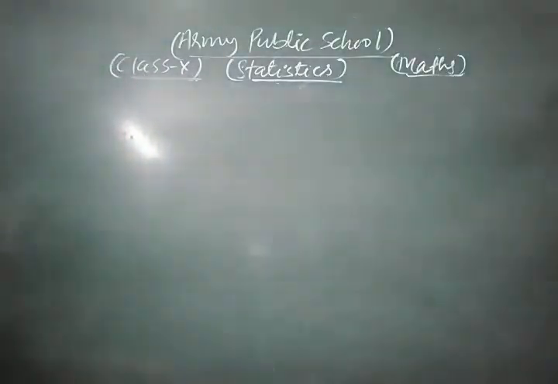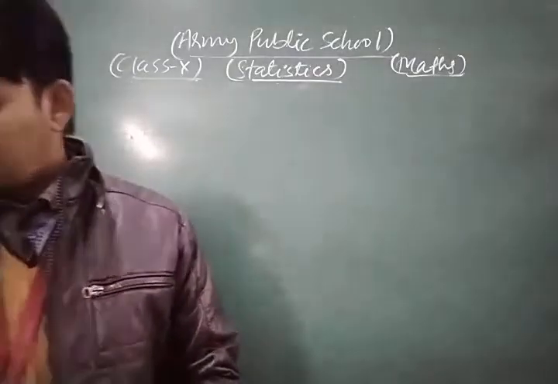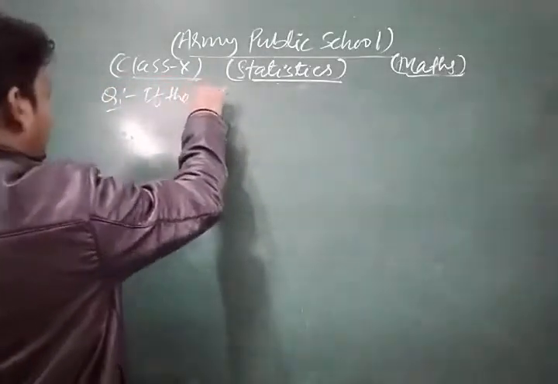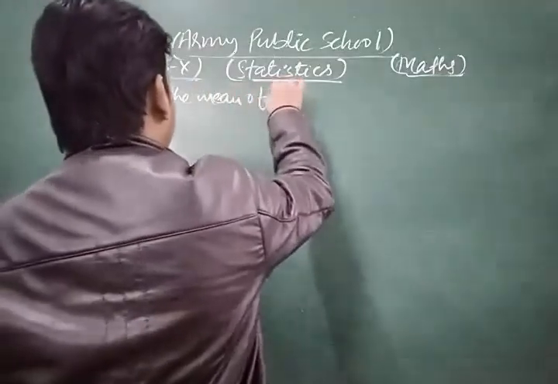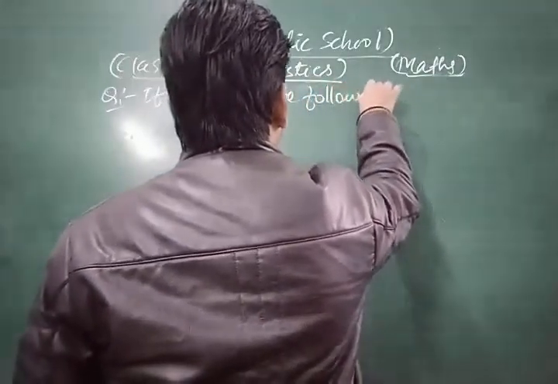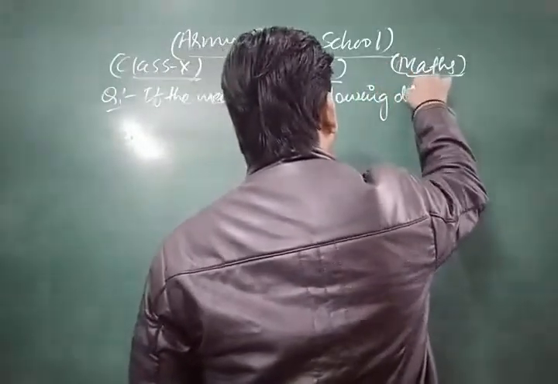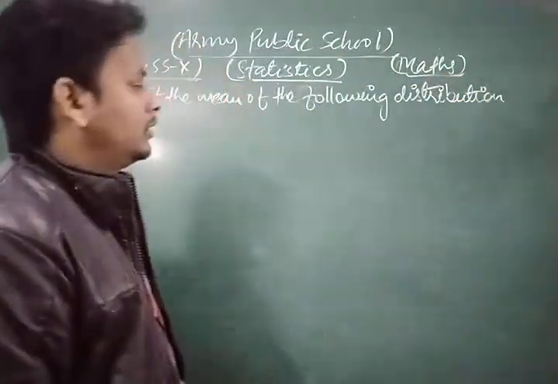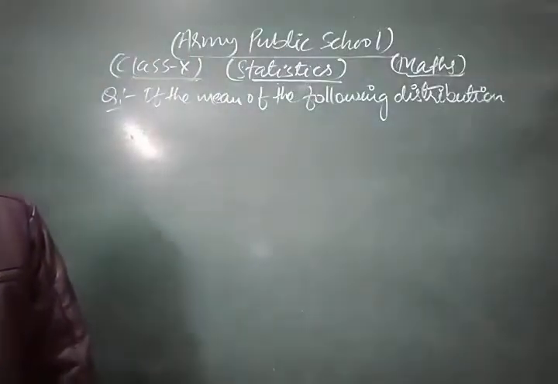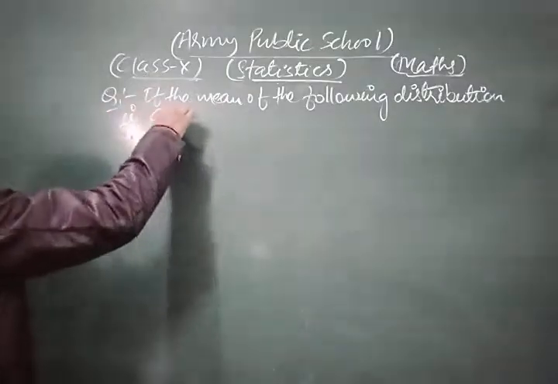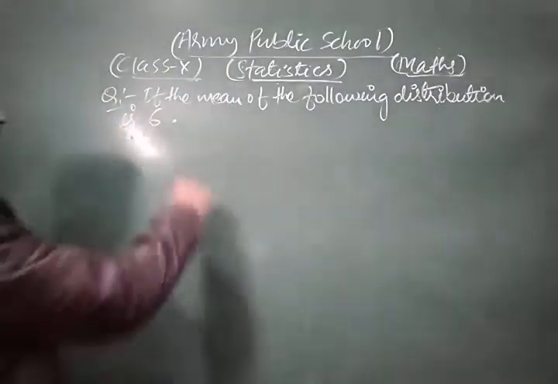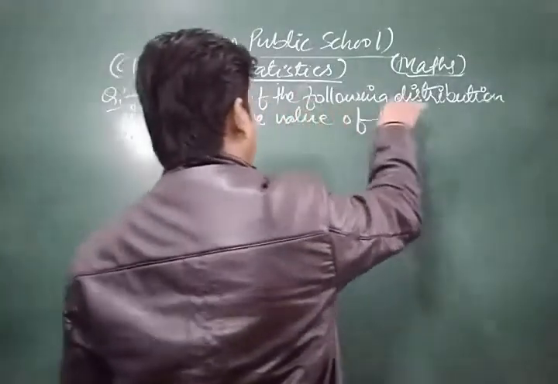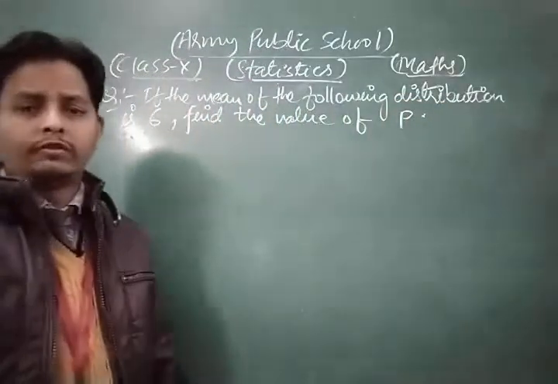Okay, now let's see. The question is: if the mean of the following distribution is 6, find the value of p.